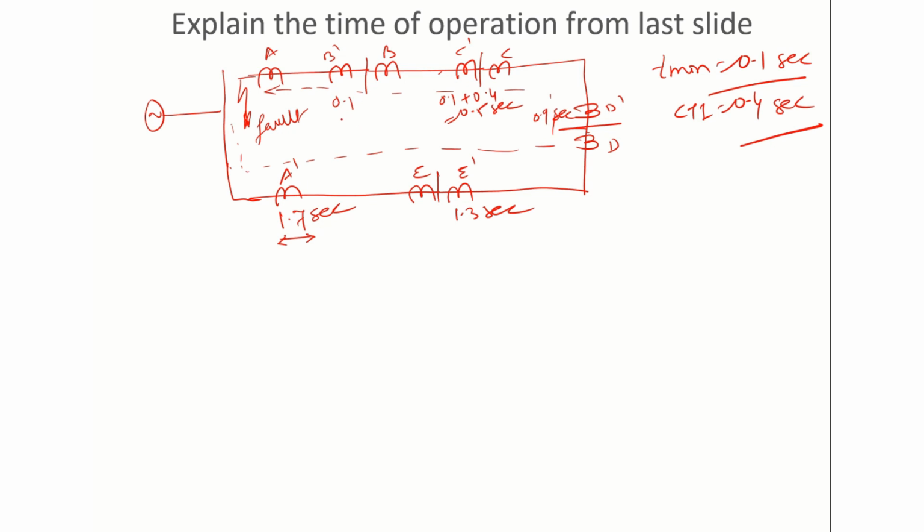For B dash, the current direction is this. For C dash also the current direction is this. For D dash, the current direction will be this. E dash, the current direction is this.